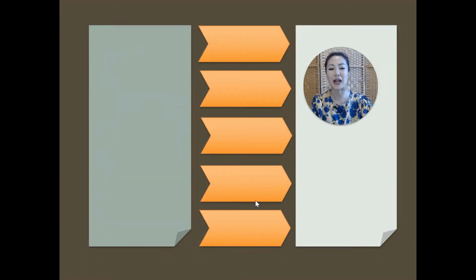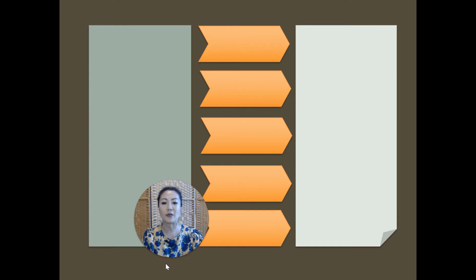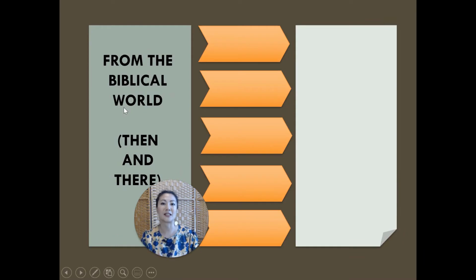Now look at this graph here. You probably remember this. We've been talking about this graph of being a creative Bible teacher. We have to understand the graph from the left. You remember what it was? Yes, the graph on the left is the biblical world. So it's then and there. We talk about Moses' time and David's time.